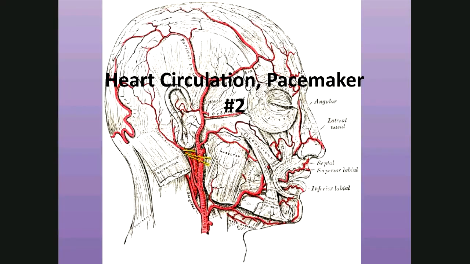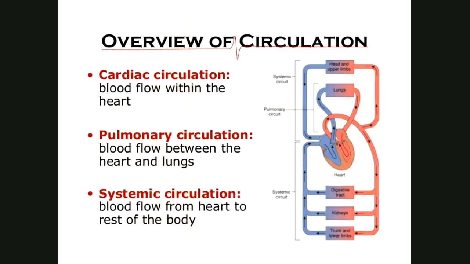Okay, this is video number 2. We're going to talk about circulation and the pacemaker. So we talked already in the past about the circulation around the heart, which included the pulmonary circulation, the systemic circulation, and we'll talk about the coronary circulation in this video.